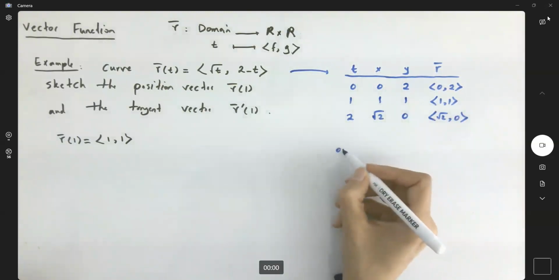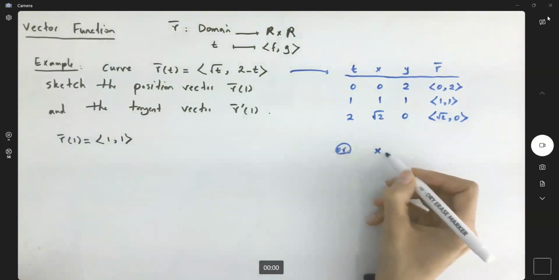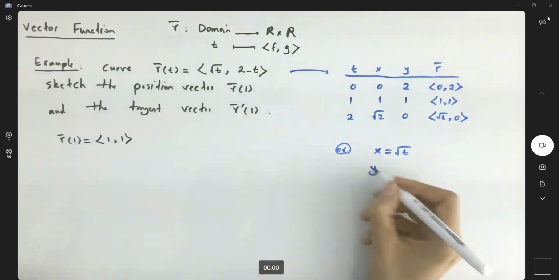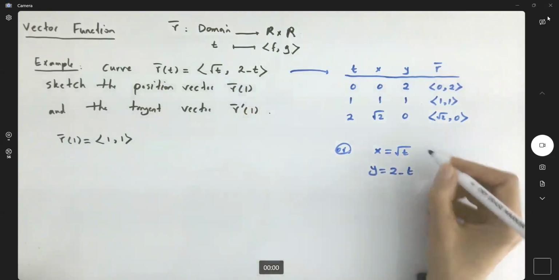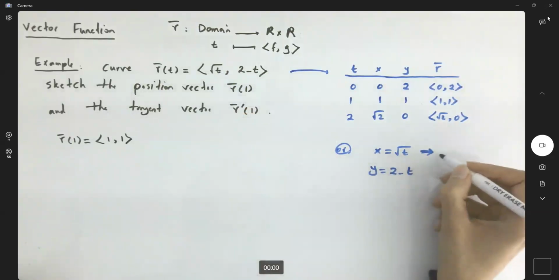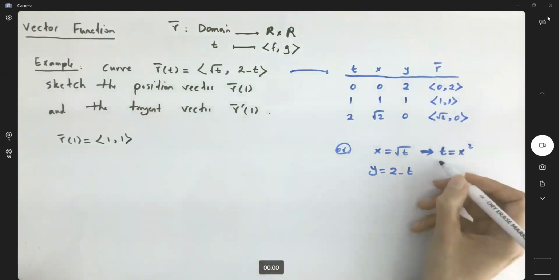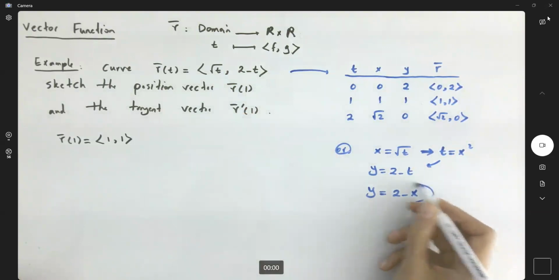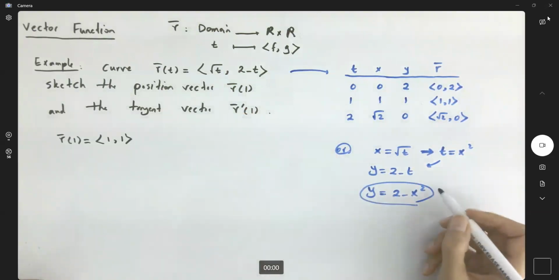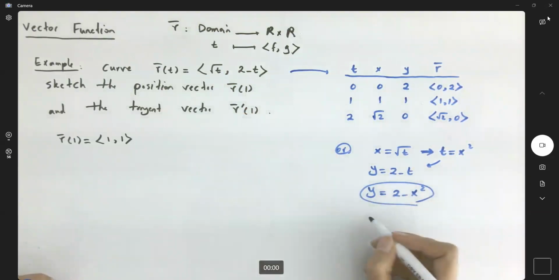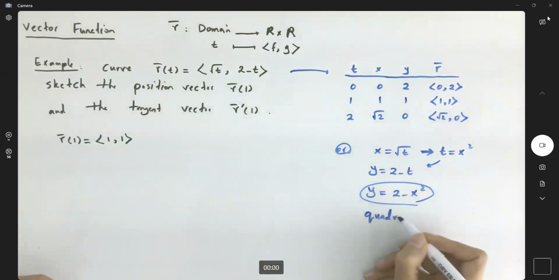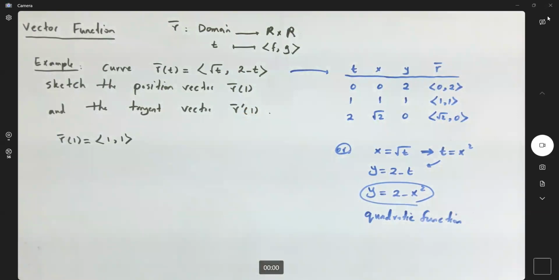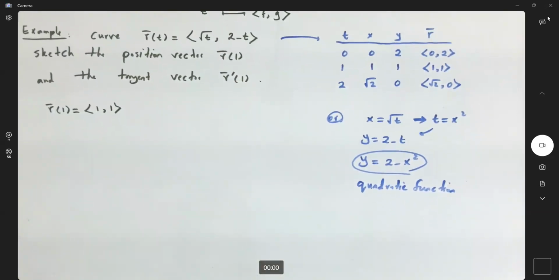Or you might say that, hey, my x is square root of t. This is my x position, and my y is defined 2 minus t. But from the first equation, t is equal to x squared. So if you plug that in here, your y is 2 minus x squared. Well, this is a quadratic function that we already know how to graph. We can easily graph this guy.